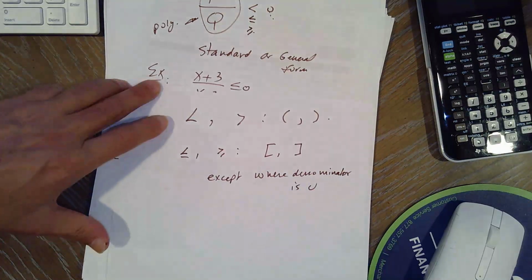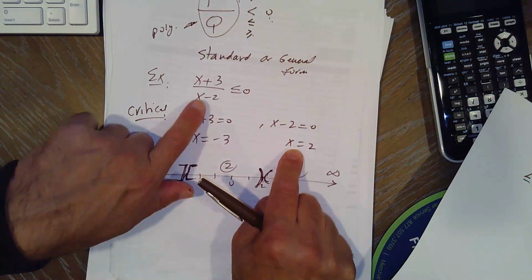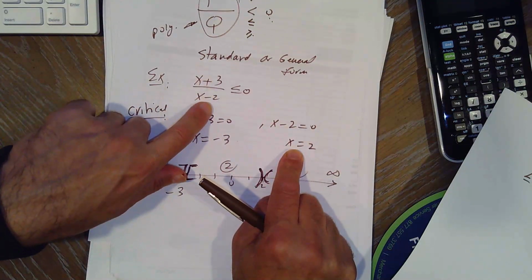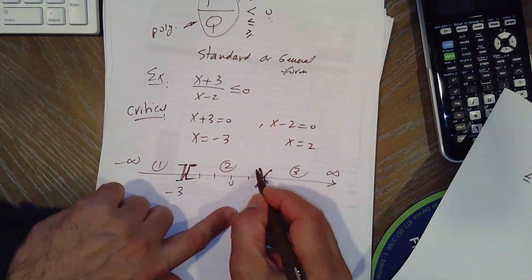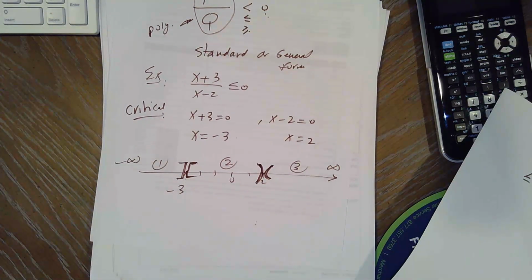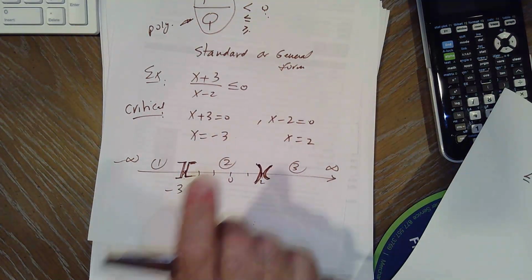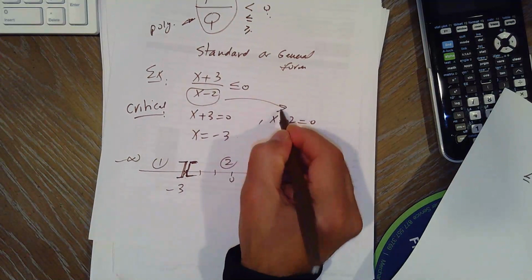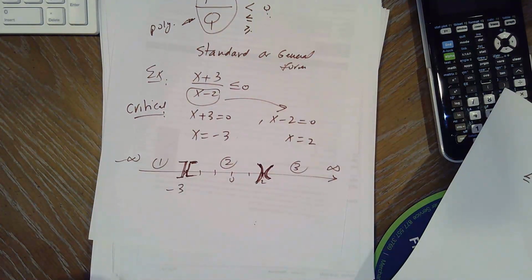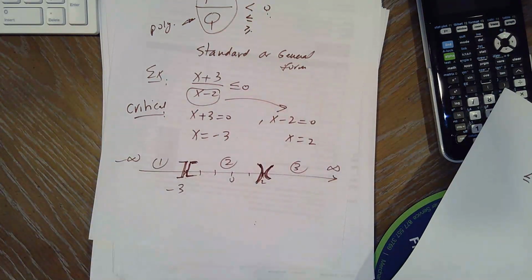Why is that? Because if you look over here, x minus 2 equals 0 and x equals 2. If you put a 0 there, any number divided by 0 is undefined. That's why I put parentheses at 2 and brackets at negative 3. Okay? So you're still going to put brackets when it's less or equal or greater or equal at every critical value except the one that you get from where? From the denominator. Those will always have parentheses. If it's less than or greater than, it's parentheses for everything. So keep that in mind.